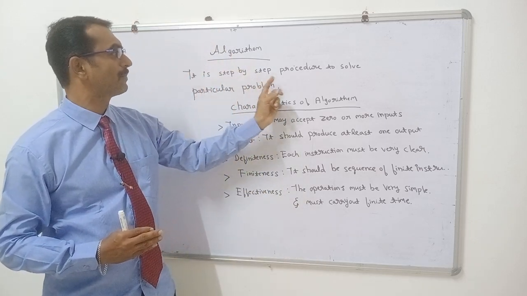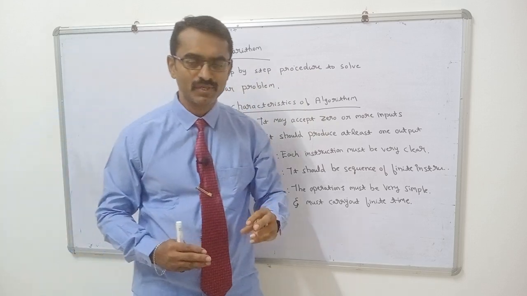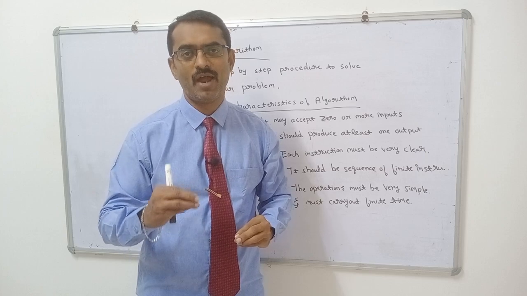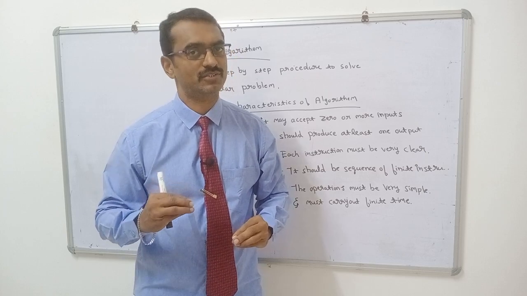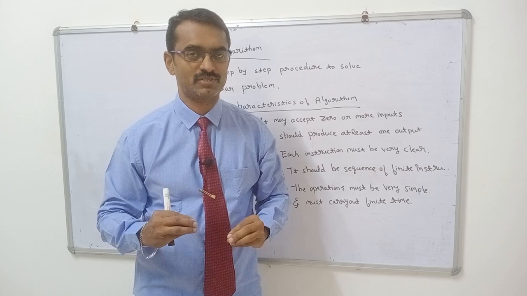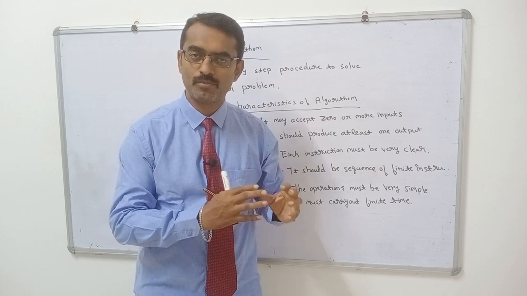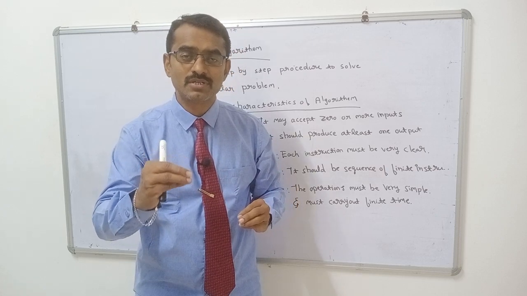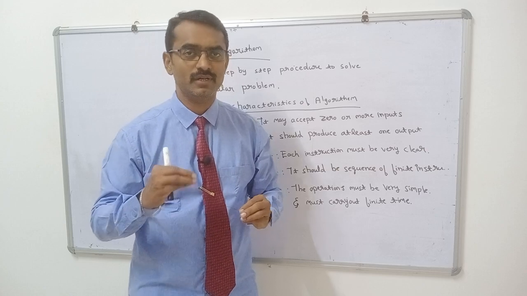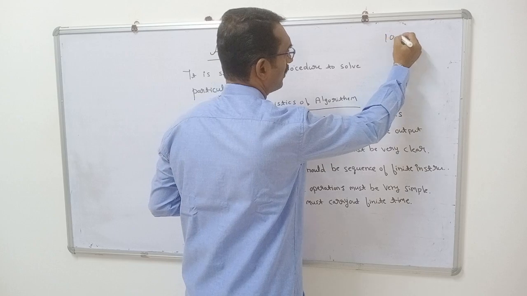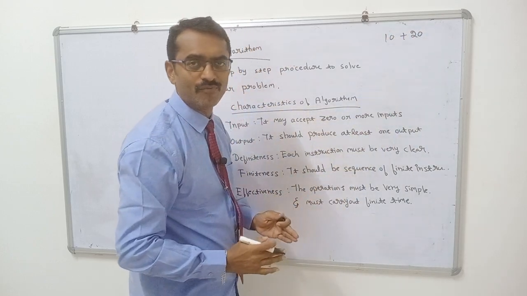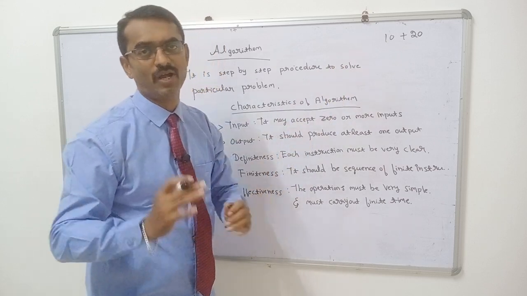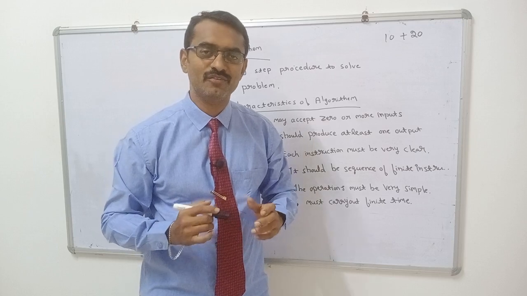Now what do you mean by a step-by-step procedure to solve a particular problem? If I take one example, addition of two numbers, you have to write step-by-step instructions. What do you mean by step-by-step instructions? In computer coding or programming, we have to give the computer a clear instruction that is also step-by-step. Assume I take the example of addition of two numbers, 10 plus 20. What will be the first step according to you? You might get confused here.